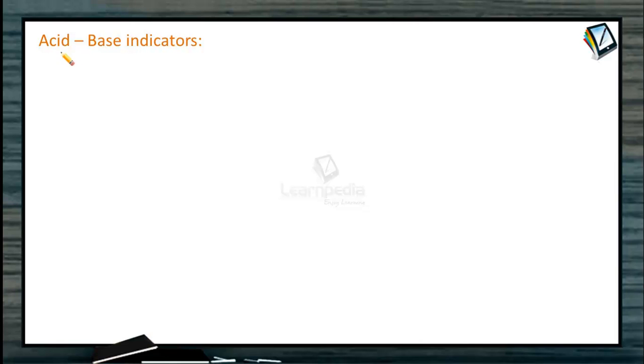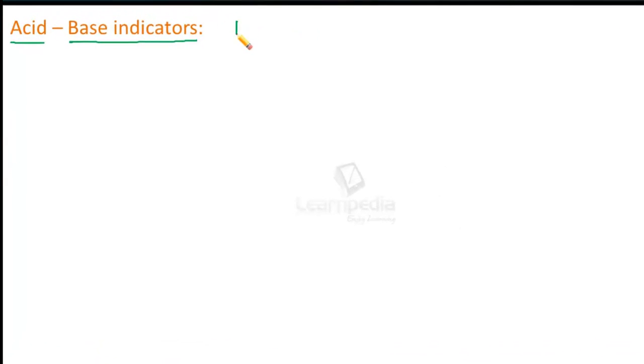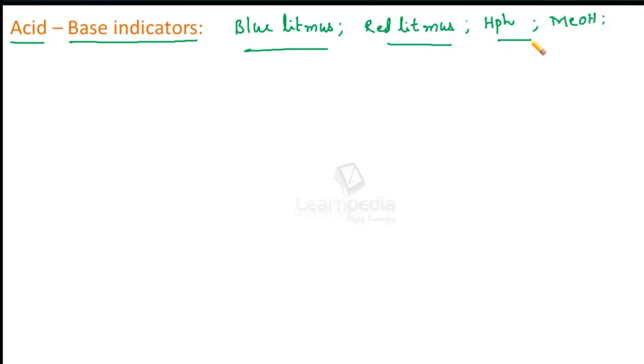Let's see what these acid-base indicators are. You're already familiar with blue litmus and red litmus, and substances like phenolphthalein, which in short form we write as HPh, methyl orange, MeOH. Similarly, thymol blue, phenol red, etc. are the substances which, when added to aqueous solution of acids or bases, exhibit different colors.